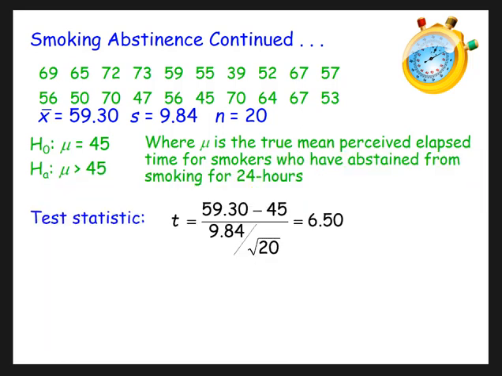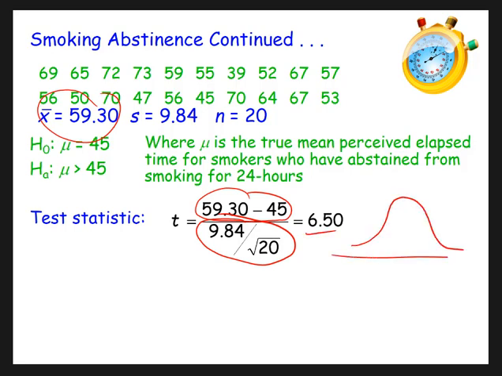So then we're going to compute our test statistic. Our mean of our sample, 59.3, minus the hypothesized value of 45, over, remember, the standard deviation divided by the square root of sample size, gives us 6.5. So that's giving us a value up here of a positive 6.5. We're way up here. Since the alternative hypothesis is greater than, we want the probability of being greater than 6.5. This is with 19 degrees of freedom. Remember, sample size is 20, and 20 minus 1 equals 19.